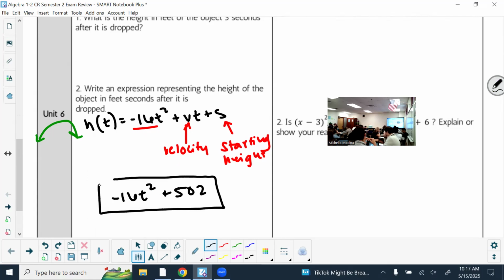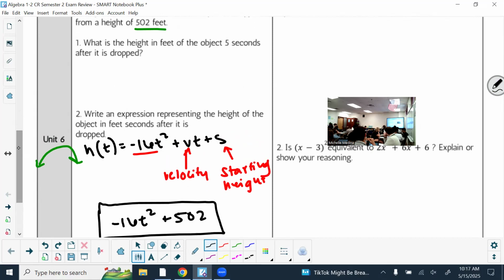And it said expression, so technically you wouldn't have an equal sign. You'd just have that. And then, if I want to know the height of the object 5 seconds after it's dropped, I plug in a 5 and use the calculator for the rest.